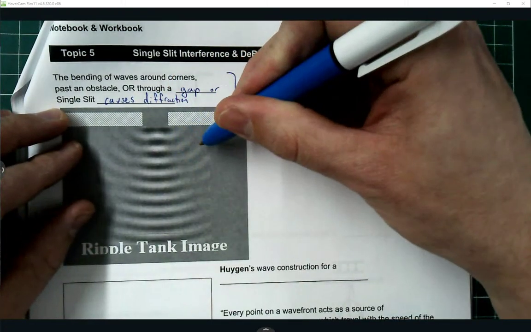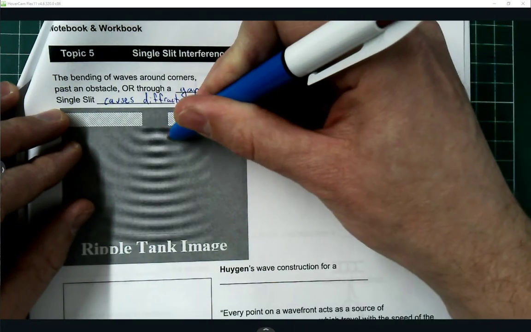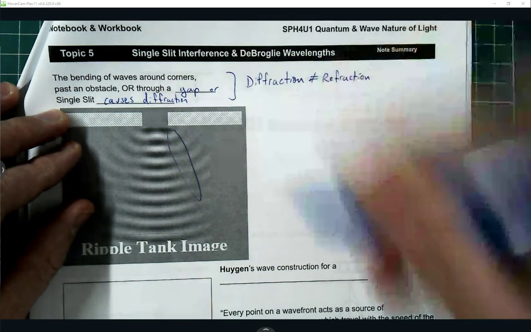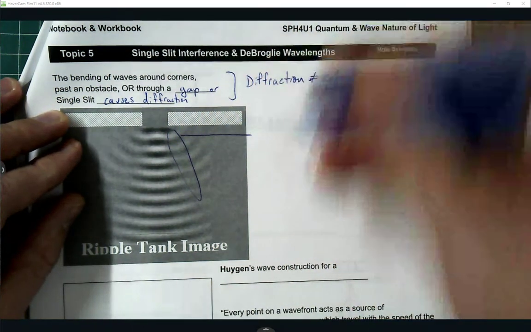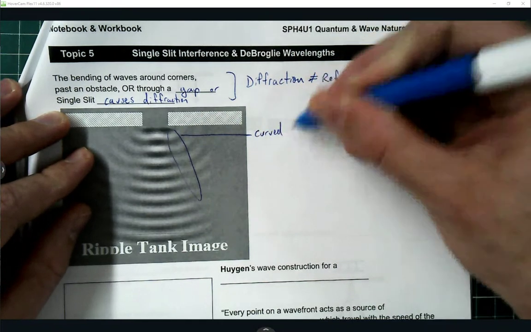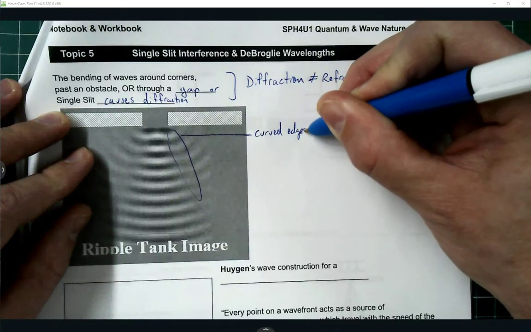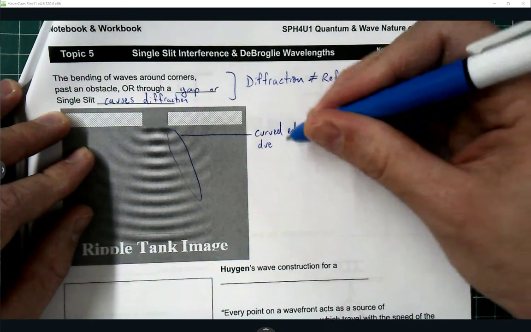And so I'm going to do a little bit of circling. So let's circle this bit here and point out that I can see that there's curved edges. And I'll say it's due to diffraction. Really, it's an example of diffraction.